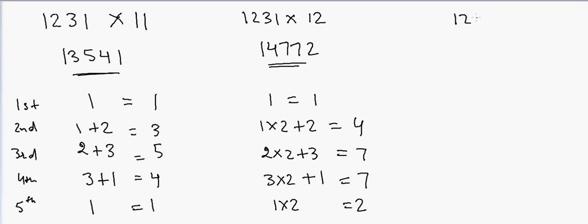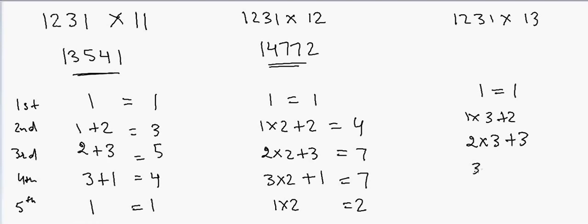Again, if I have to multiply 1, 2, 3, 1 by 13, then the answer will be equal to 1, 1 into 3 plus 2, 1, 2 into 3 plus 3, 3 into 3 plus 1, and 1 into 3. So that will give me 3 plus 2 is equal to 5. 3 into 2 is 6 plus 3 is 9, and if you look here, 3 into 3 is 9 plus 1 is 10. So here we have 10 and here we'll have 3.